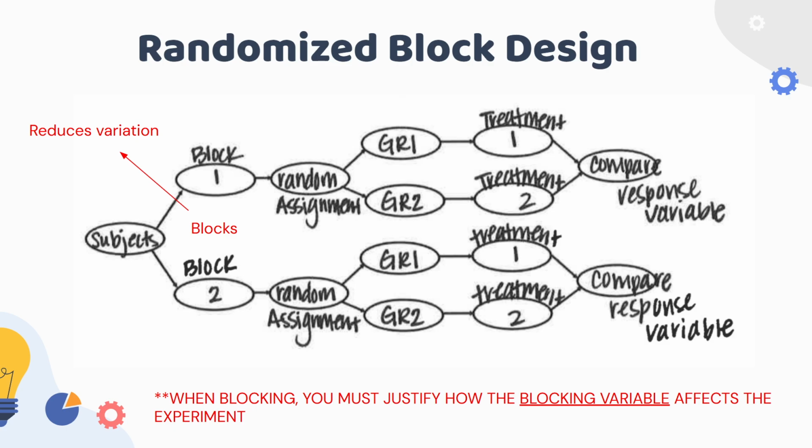And on the AP Stats exam, when you're asked to block, you must justify why you're blocking the variable, why the blocking variable affects the experiment. You block the most influential variable?